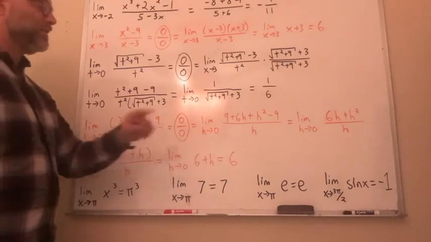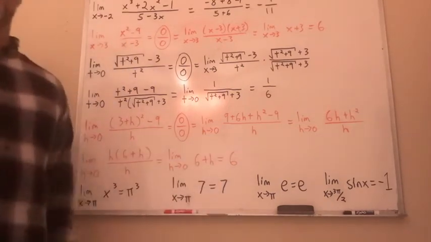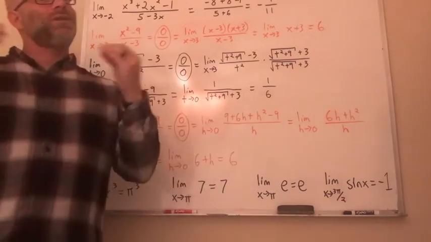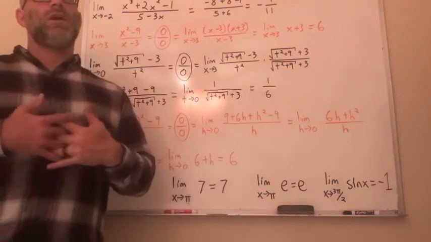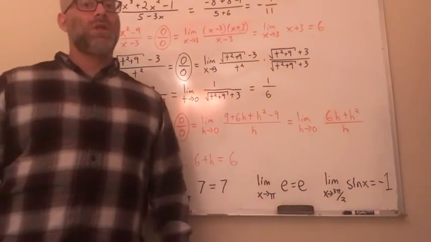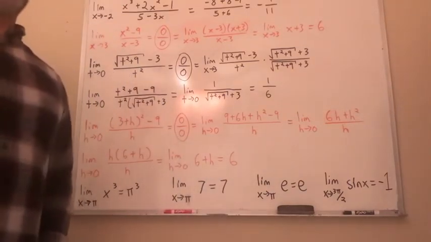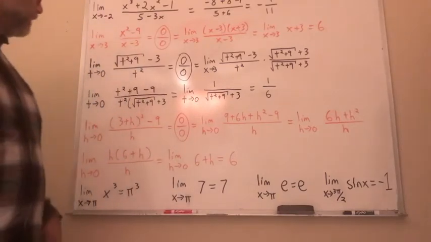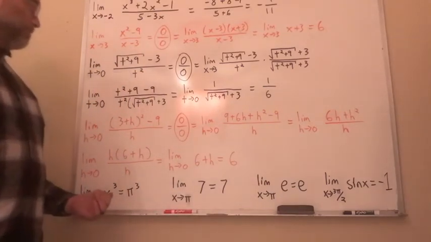The limit as h approaches 0 of 6 plus h, just plug in 0. What do you get? 6. In each of these cases, indeterminate form, I don't know yet, and so I go ahead and do some algebra so that I can plug in what x is approaching and find out what f of x is approaching. Basically, evaluate the limit.